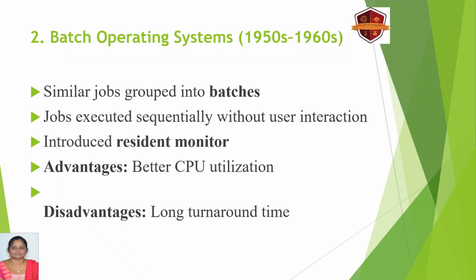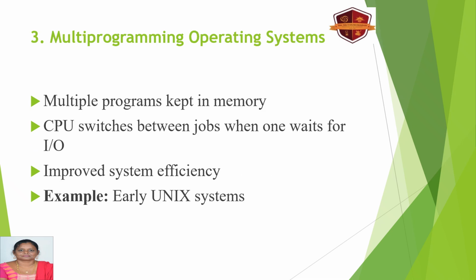Coming to the batch operating system, it was introduced in the years 1950 to 1960. Similar jobs are grouped as batches. It introduced the resident monitor, and jobs are executed sequentially without user interaction. The advantage of a batch operating system is better CPU utilization, and the disadvantage is long turnaround time. This is an example of the second generation of computers.